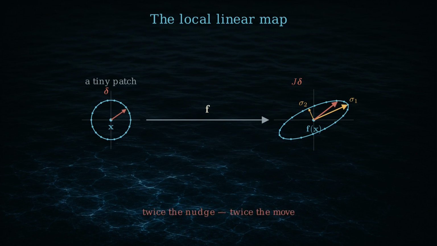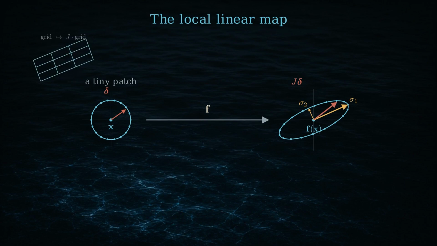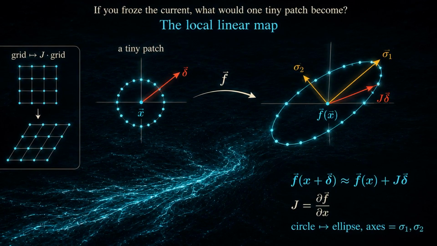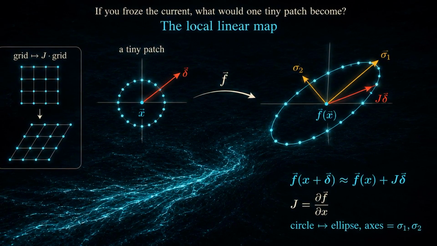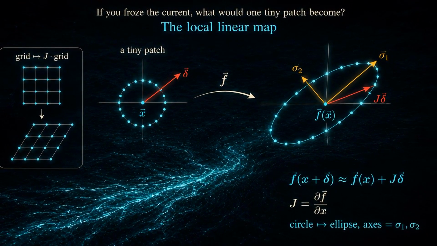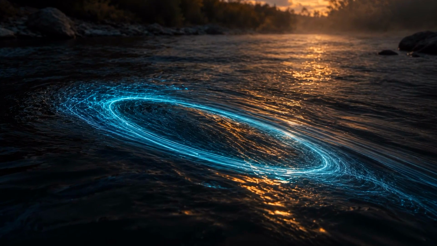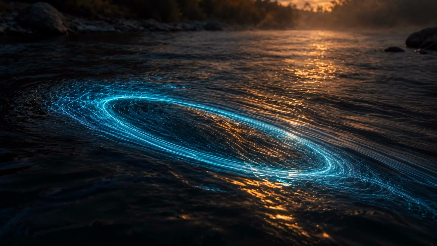And the rule underneath is the gentlest in mathematics. Nudge the center by a small step delta, and the image moves by J times delta. Twice the nudge, twice the move, perfectly linear. That is the Jacobian's defining promise. Near a point, f of x plus delta is approximately f of x plus J delta, the best straight-line shadow of a curved map. So a curved map, up close, is just a stretch and a tilt, a matrix.